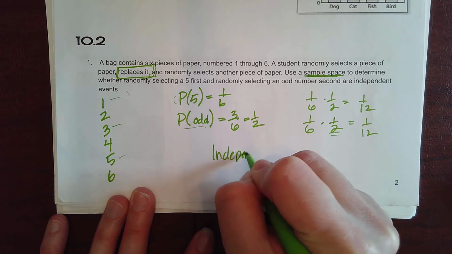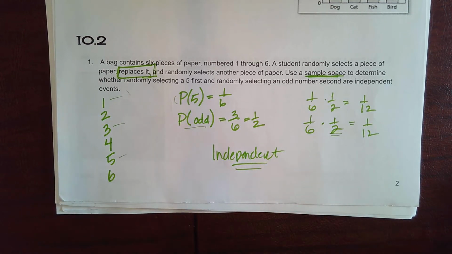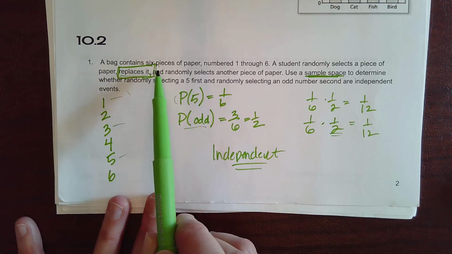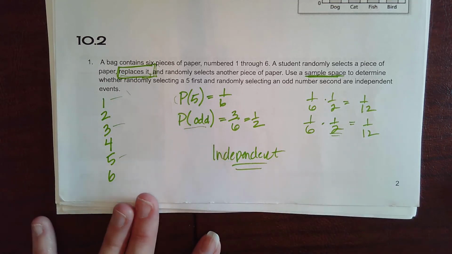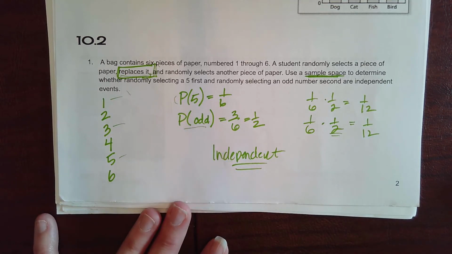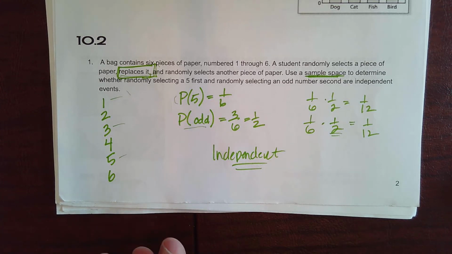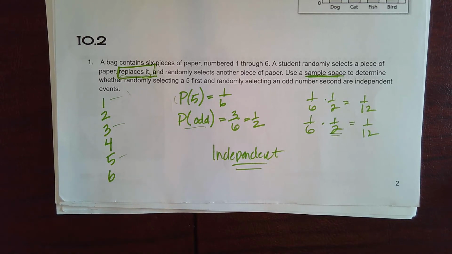I'm going to be honest with you. What I normally do to determine independent and dependent is I look at the wording of the problem. What I look for is this idea of replacing it, of changing the total number of outcomes. If the person picking second has a different pool of values to choose from, then that's a dependent event. If they have the same odds or the same chance as the first person, then that's an independent event.